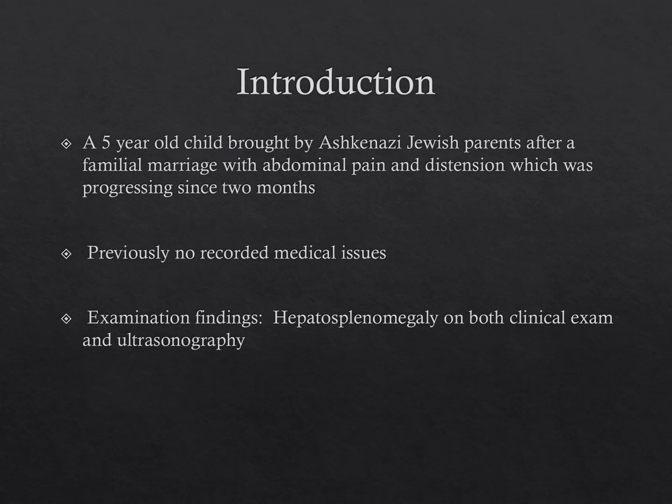Coming to the introduction, which I will be discussing as a clinical scenario, we had a 5-year-old child who was brought by Ashkenazi Jewish parents after a familial marriage within the family with abdominal pain and distension, which was progressing since the last 2 months. There were previously no recorded medical issues for the child, and the examination findings came back with hepatosplenomegaly both on clinical exam and also on diagnostic ultrasonography. This was the clinical picture of the child with an abdominal distension and hepatosplenomegaly on clinical exam.